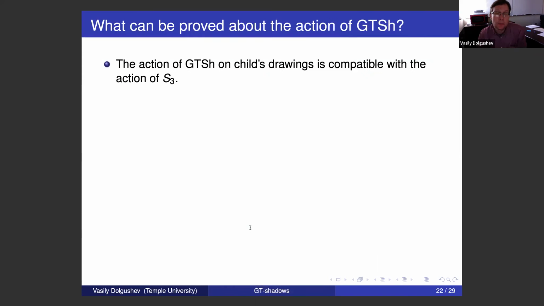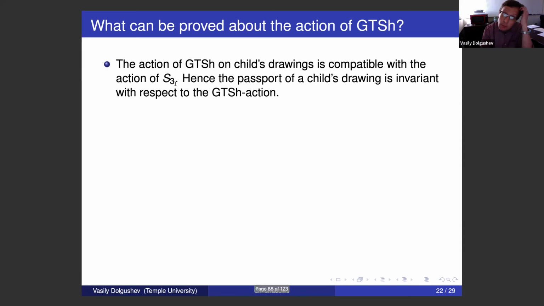And let me explain what can be proved right away, kind of straightforward properties of the action. So the action of the groupoid is compatible with the action of S3, the one I defined before. This is where we need hexagons. So hexagons play a role here. And it implies that the passport of a child's drawing is invariant with respect to the action of the groupoid.